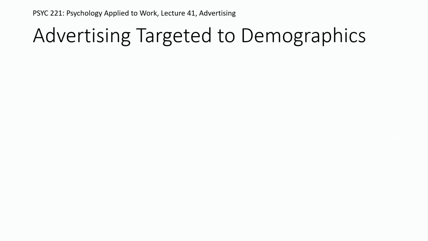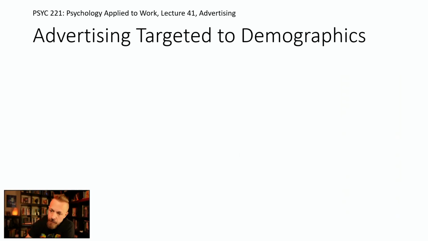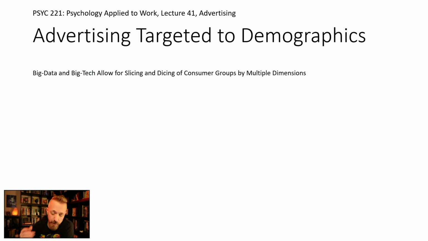All right, now let's talk about advertising to specific demographics, or just specific target markets. I've been talking about big data and big tech, how it can really slice and dice consumer groups across any dimension that can be tracked. And then you sort of tranche that, you sort of cluster that into things that different makers of products and services might care about, that they can target ads to.